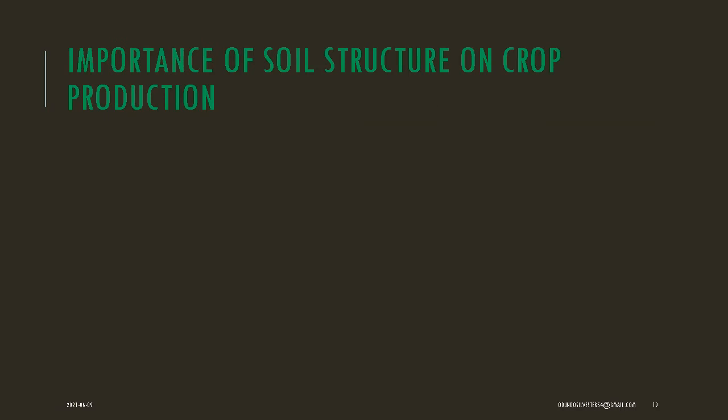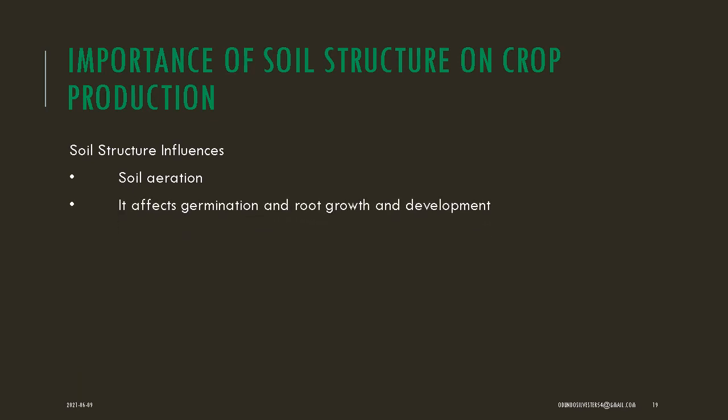Then, what is the importance of soil structure in production? Number one, soil aeration is very important. Remember, whenever there is germination, there is life. So the life of a particular plant or root will depend on the air that gets into the soil. So it is very important, and it also affects germination and root growth plus development.